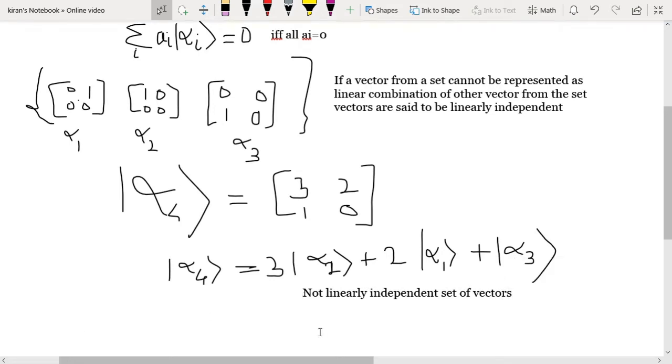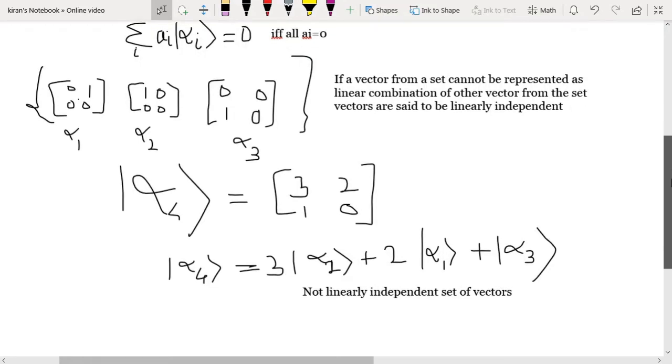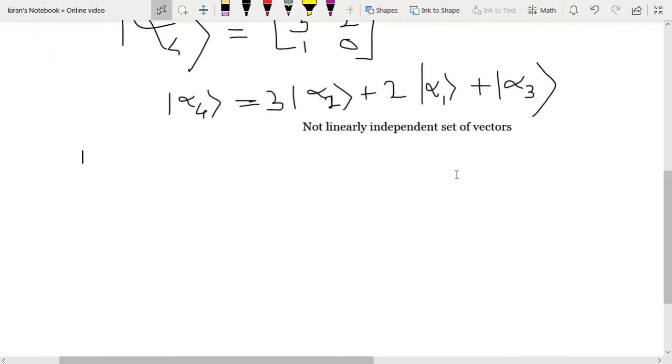Can I have only a single set of linearly independent vectors? No, I can have a large number of linearly independent sets of vectors. As an example, of 2 by 2 matrices, I can have some sets like this.